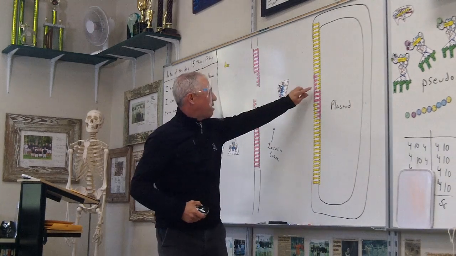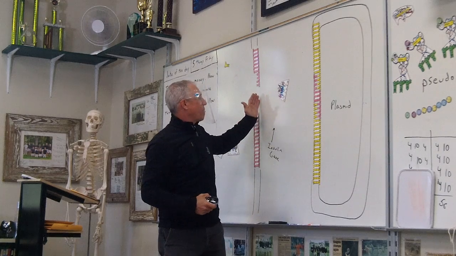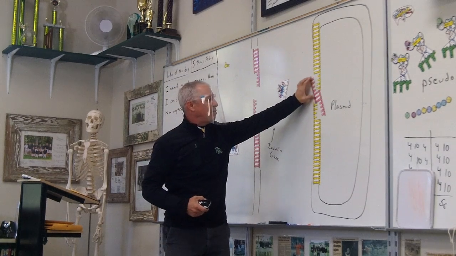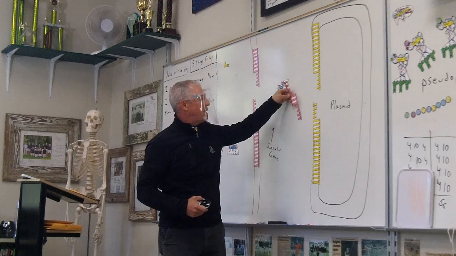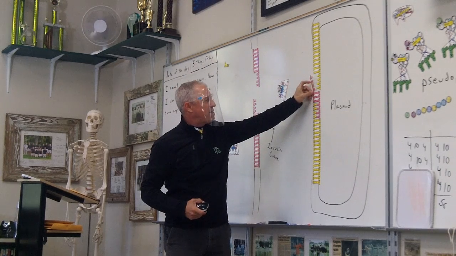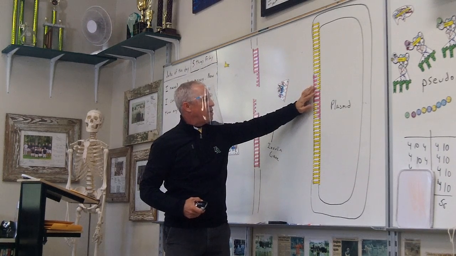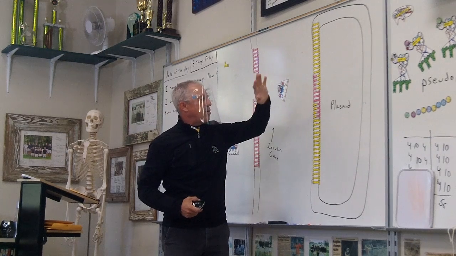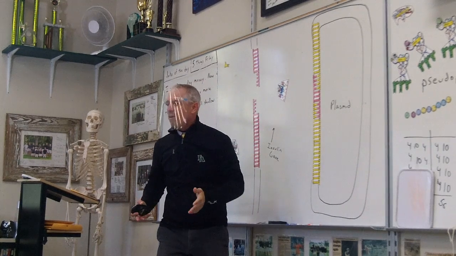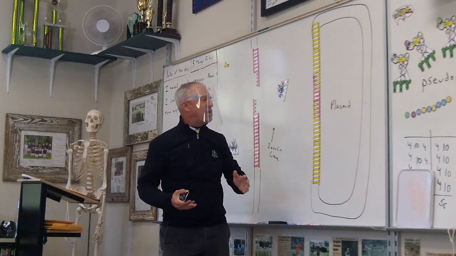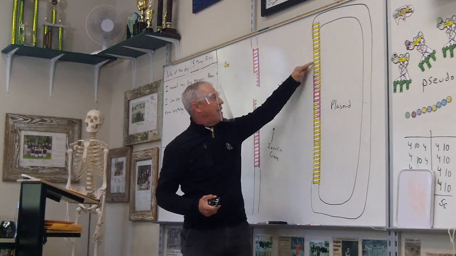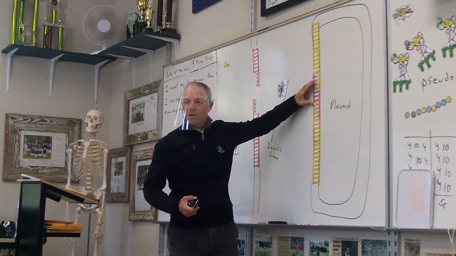So we call this little piece of DNA, this foreign piece of DNA, we say that it makes the organism a transgenic organism. Transgenic means it has its own DNA, and then it has DNA from another organism in there.